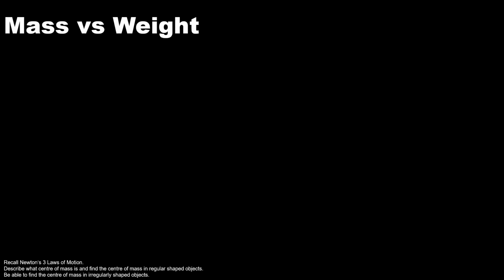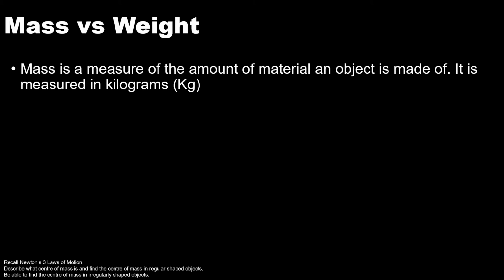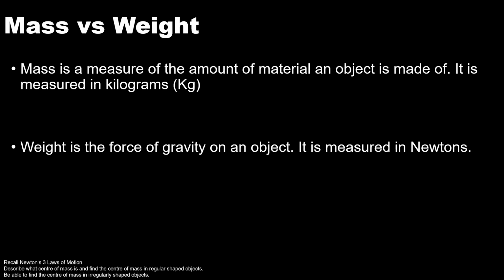Okay, so mass versus weight. So mass is a measure of the amount of material an object is made up of. It is measured in kilograms, which is kg. Weight is the force of gravity on an object, and it's measured in newtons. So don't confuse these. Remember, mass is what you use as a measurement for scales. So if you step on a set of scales, you're not measuring your weight, you're measuring your mass, because it's the amount of material you are made up of. Weight is the force of gravity on an object.